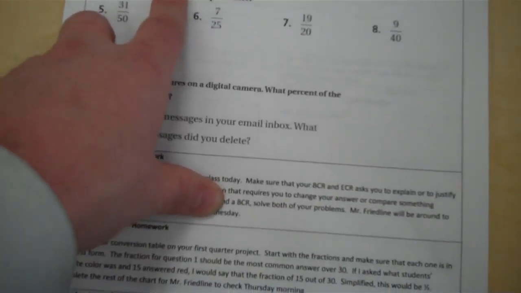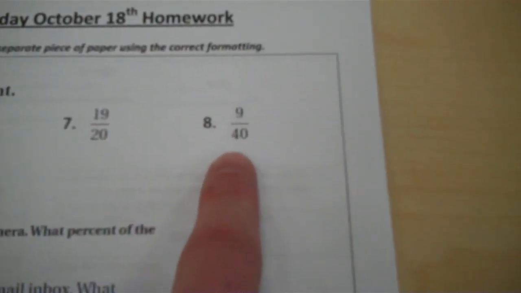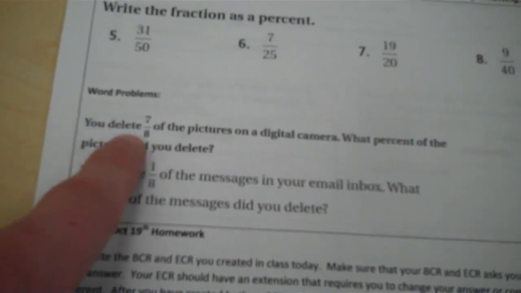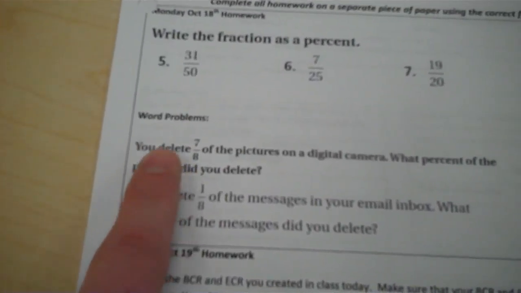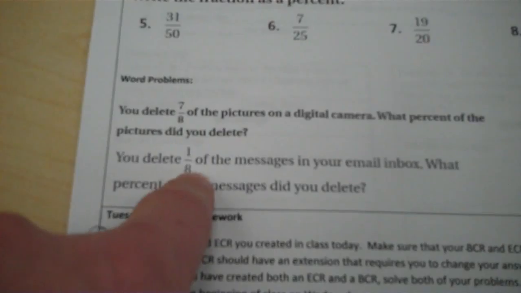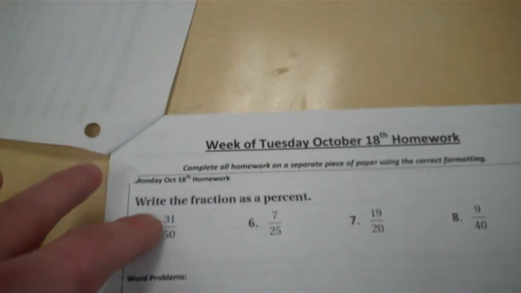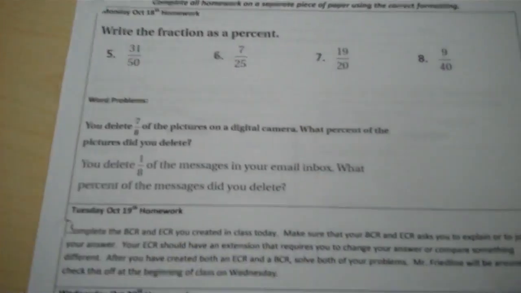Let's take a look at our homework for tonight. Monday, October 18th, homework. Write these fractions as a percent. 31 over 50, 7 over 25, 19 over 20, 9 over 40. There's two word problems too. They want you to convert 7/8 into a percent and 1/8 into a percent. Let me do 1/8 and 31 over 50. I'll do 2 of your 6 problems for homework tonight. I must be a nice guy.